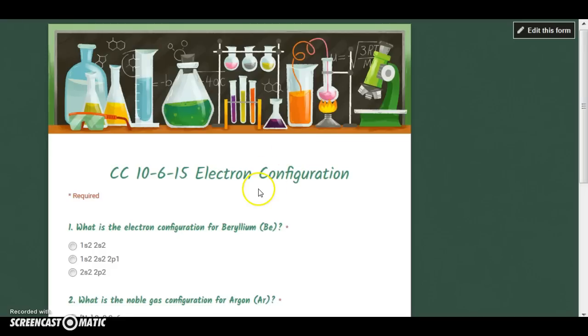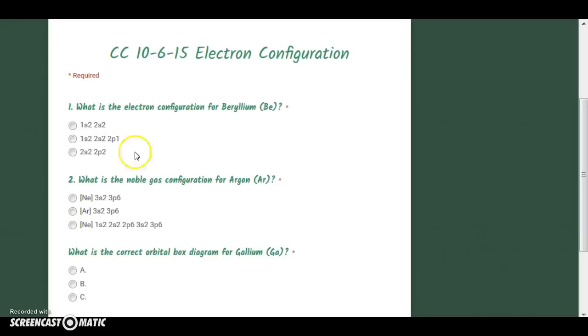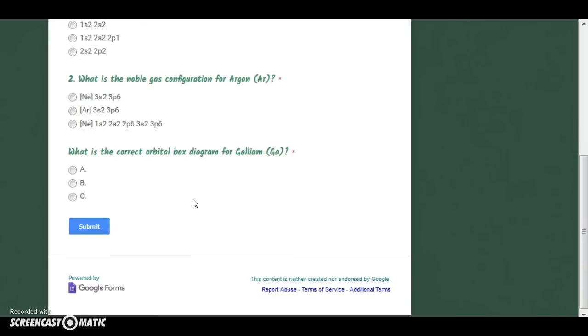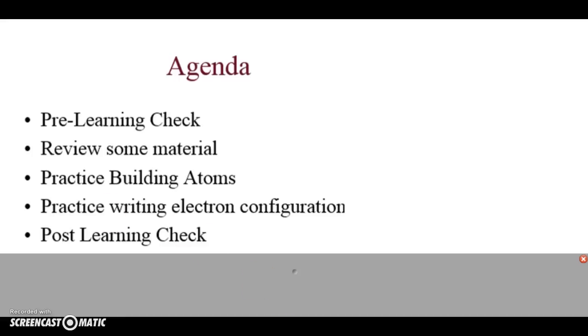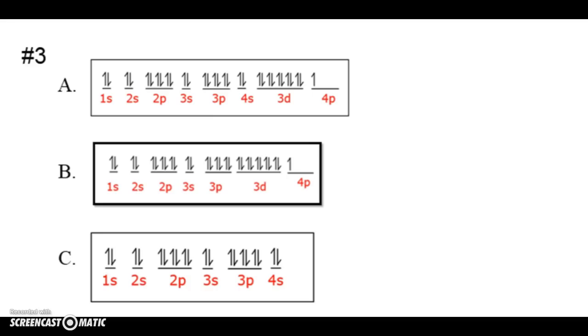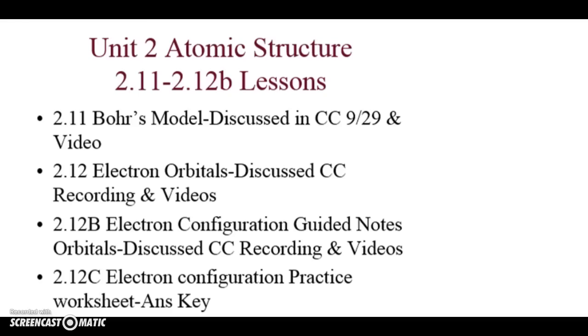So what I want you to do is go ahead and go to your link. It will look like this when you get there. So what is the electron configuration for beryllium? What is the noble gas configuration for argon? And what is the correct orbital box diagram for gallium? And that looks like this. So you can go ahead and you can pause this, figure that out, do those 3 questions, hit submit, and then go ahead and hit play again.